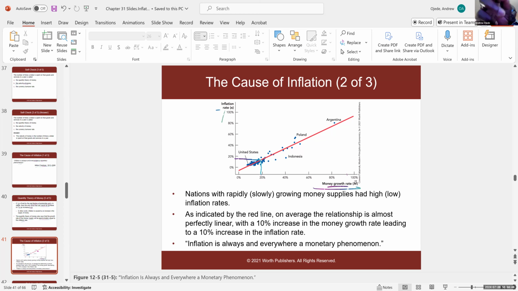So that means nations with rapidly growing money supplies had high inflation rates. Nations with slowly growing money supplies had low inflation. So the only cure to inflation is that central banks should not print money. They should not be dumping a lot of money in the economy, because that causes prices to go up, causes inflation. So as indicated, this is true.